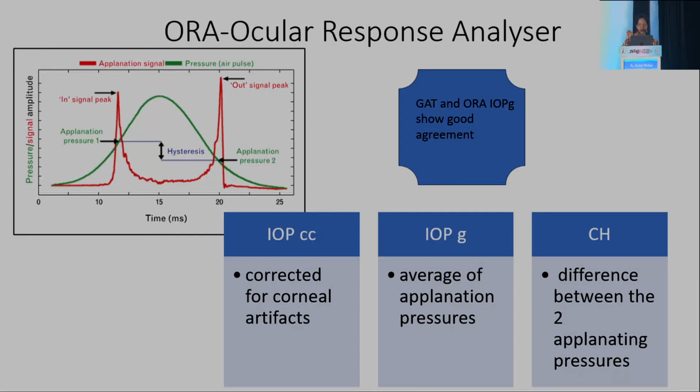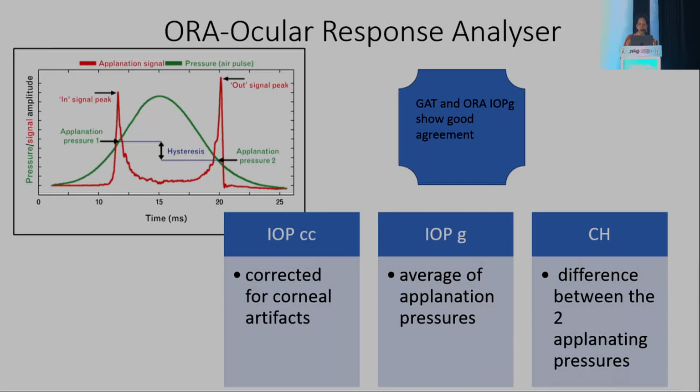So that pressure applanation is called applanation 1. The pressure at that point is P1. And then when the cornea returns back to its original position, the pressure reading at that time is the applanation pressure 2, or P2. The difference between P1 and P2 gives the corneal hysteresis, and the average of P1 and P2 gives the IOP-G. IOP-CC, corneal compensated, is where it takes into account all the corneal artifacts.